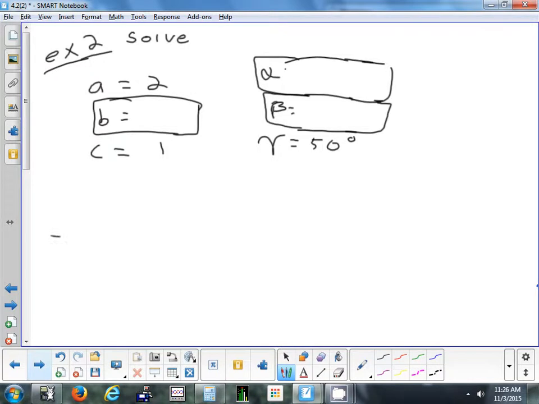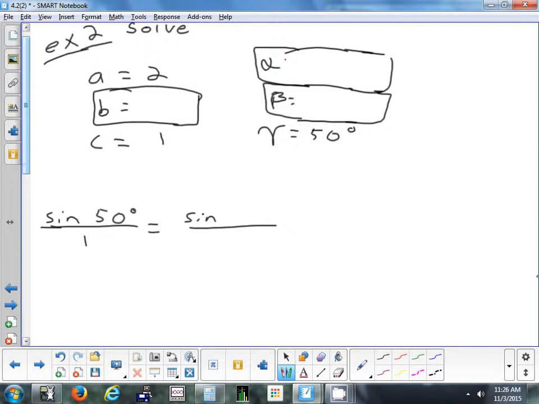Okay, Hannah, can you set up one side of my law of sines? Sin 50 degrees over 1. Yeah, so we get sine of 50 over 1. And Dakota, what's going to go on the other side? Sine of alpha over 2. Sine of alpha over 2. Okay, I'm going to cross multiply. I get 2 sine 50 equals 1 sine alpha.